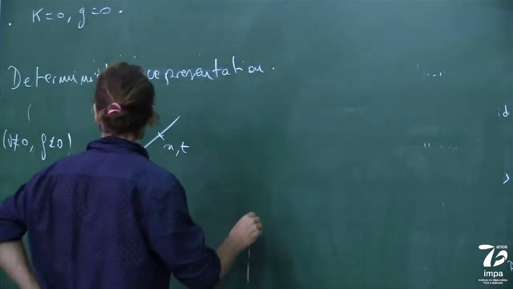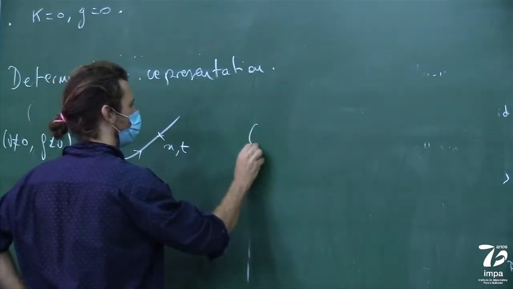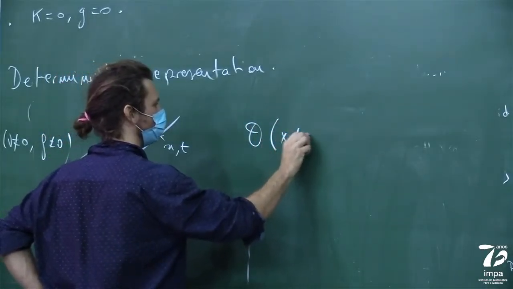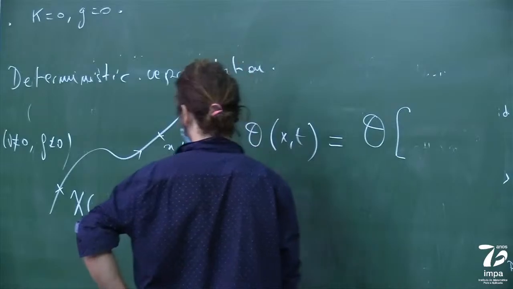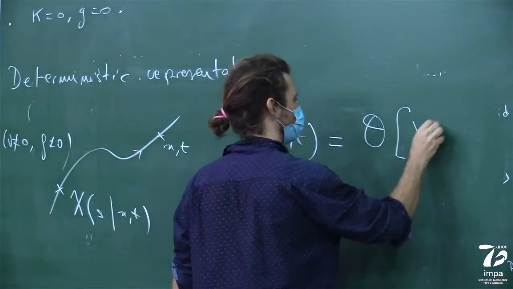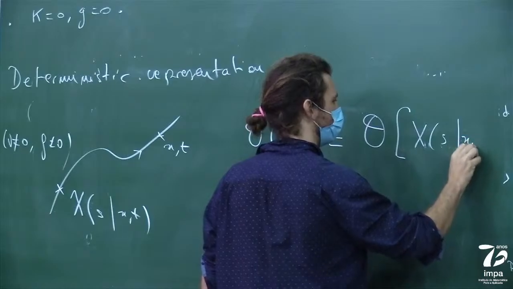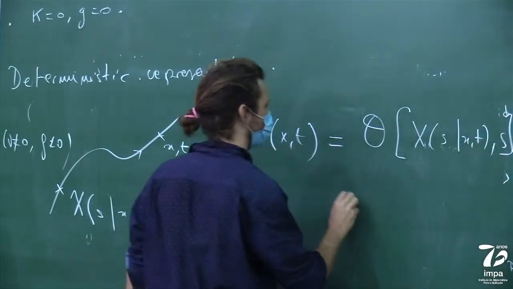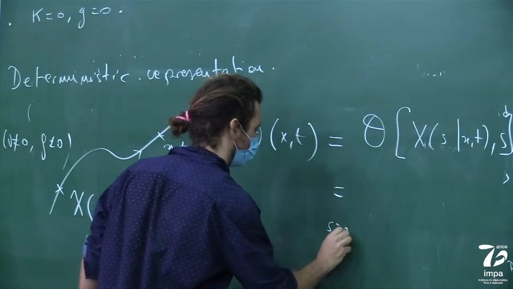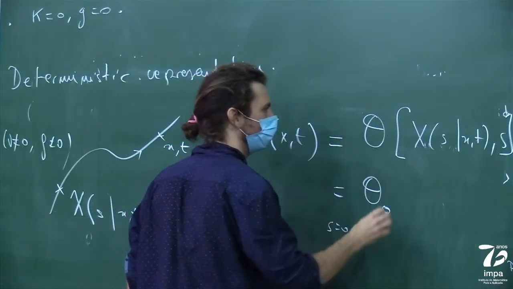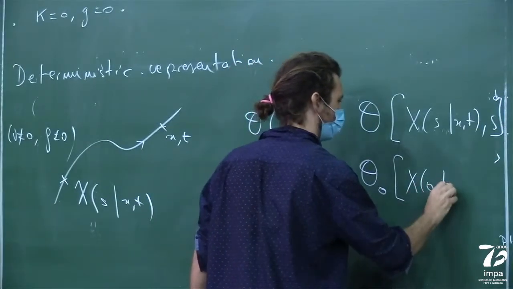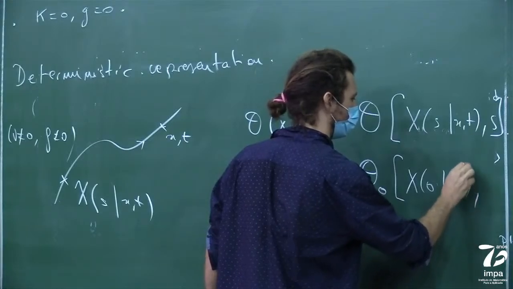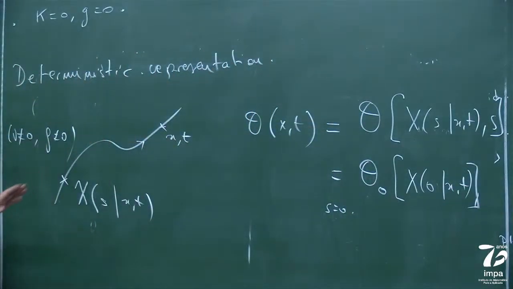And so in that case, theta of x_t is nothing but the value of the scalar anywhere along the trajectory, s of x_t at time s, in particular at time 0. So it will be theta_0 of x_0, x_t. Okay. Deterministic representation, easy.